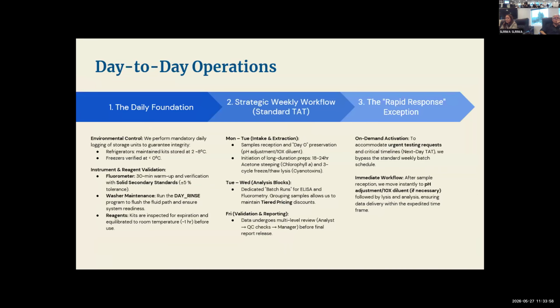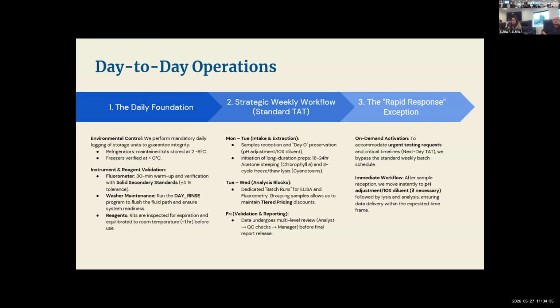This is a glimpse of our daily operations. Our daily operations are built on mandatory environmental controls and instrument validations, recording the storage unit temperatures daily and verifying equipment calibrations. Our strategic weekly workflow begins with sample receipt and preparation. Midweek, we conduct dedicated batch runs to maintain our competitive pricing, followed by a multi-level data review by the analyst, quality control, and the manager before any report is published.